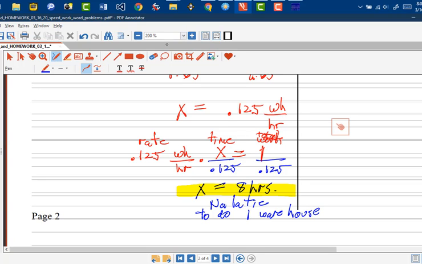Must be a pretty small warehouse if she can do that in 8 hours all by herself.